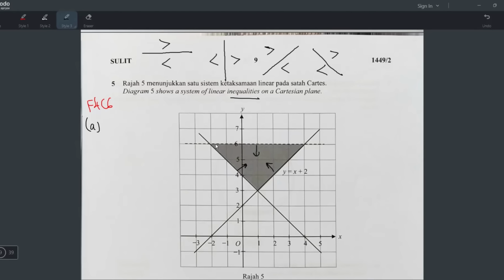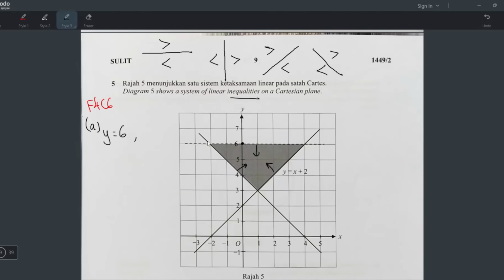Let's find the equation of this line. Okay, this is a horizontal line. So for horizontal line, the equation will be y equals number, and the number you will just check where it cuts the y axis. It cuts at 6, so the equation is y equals 6. That's all. For horizontal line there is no y equals mx plus c, it's just y equals number only, right? So that's your first equation.